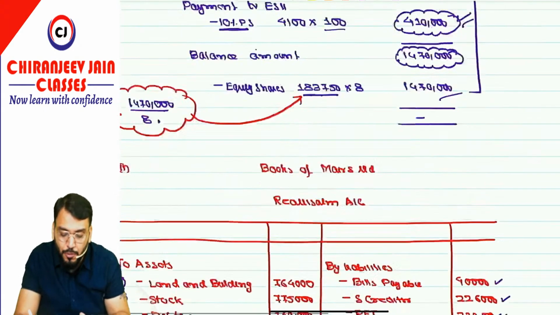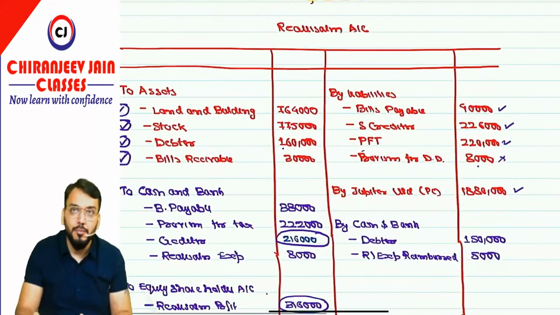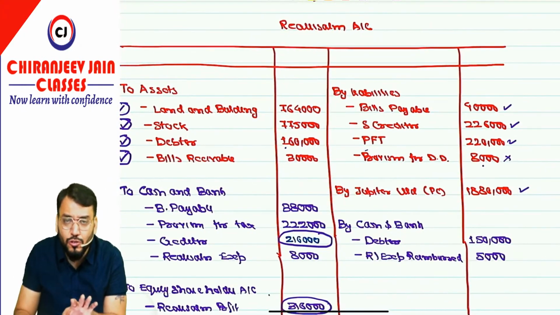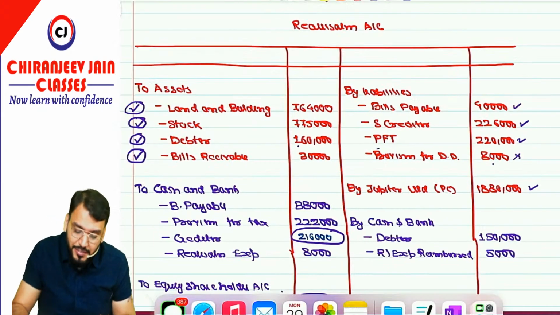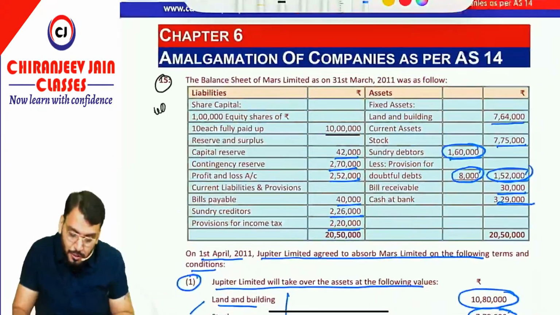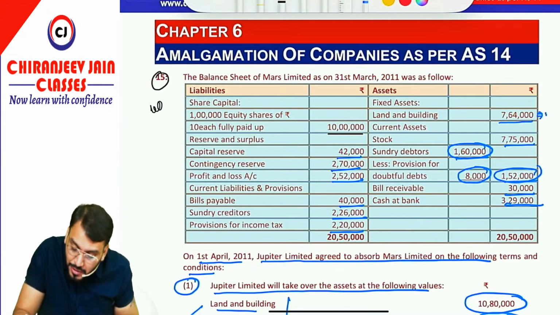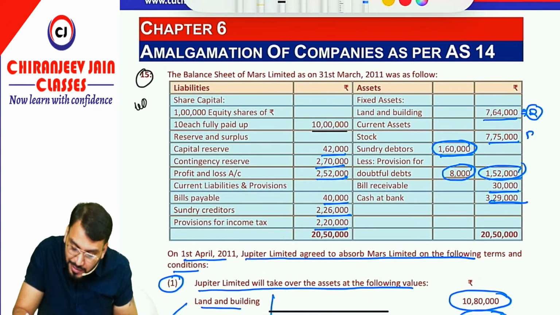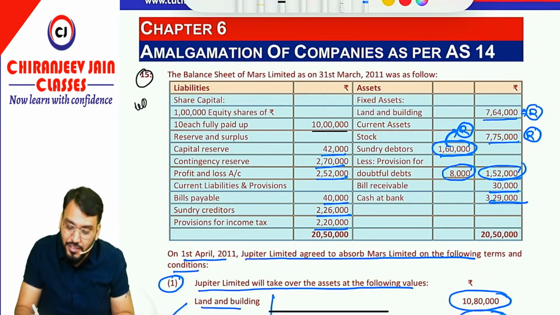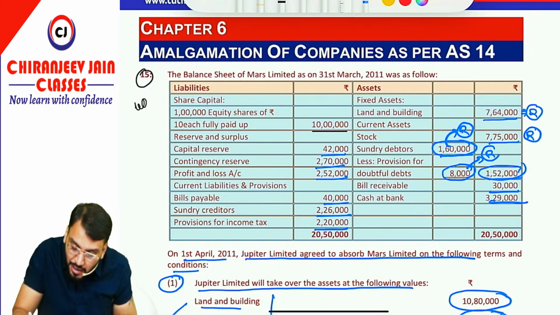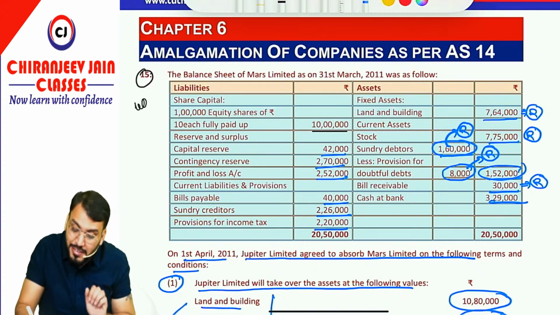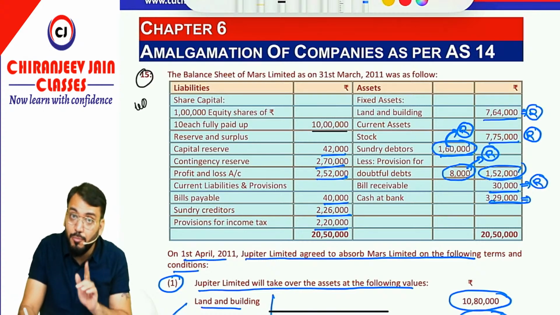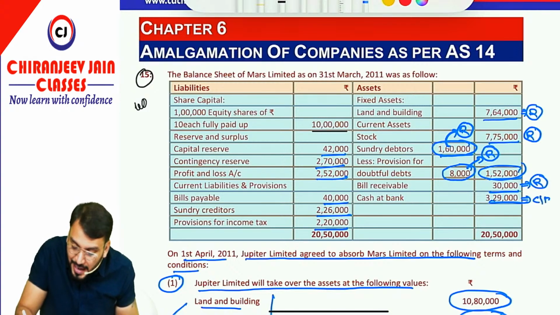Now we'll come to the books of Mars Limited. First we'll close the balance sheet items. My question: land and building will be transferred to which account? Realization account, at what value? 7,64,000. Stock will be transferred to realization account. Sundry debtor will be transferred to realization account at 1,60,000. The provision will be transferred to realization account at 8,000. Bills receivable will be transferred to realization account at 30,000. Cash at bank will not be transferred to realization account because it is not taken over, so for this we will prepare one cash and bank account.